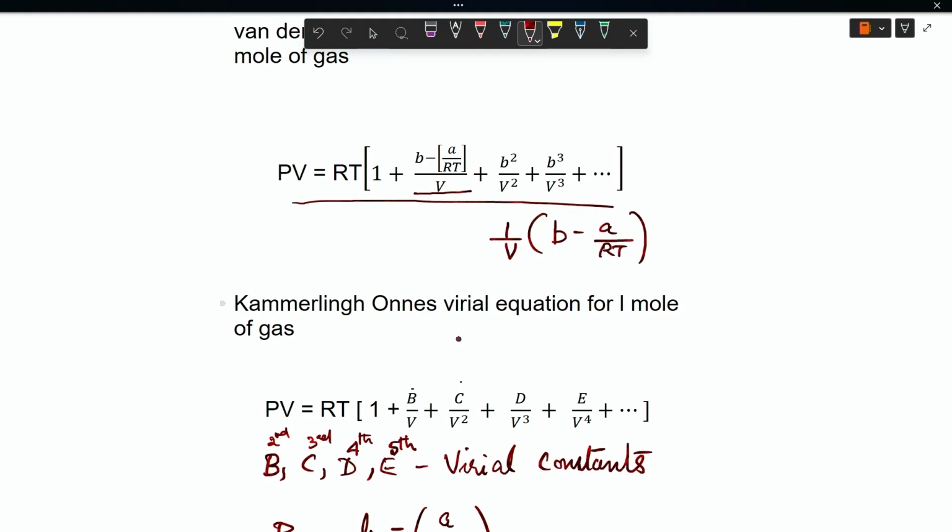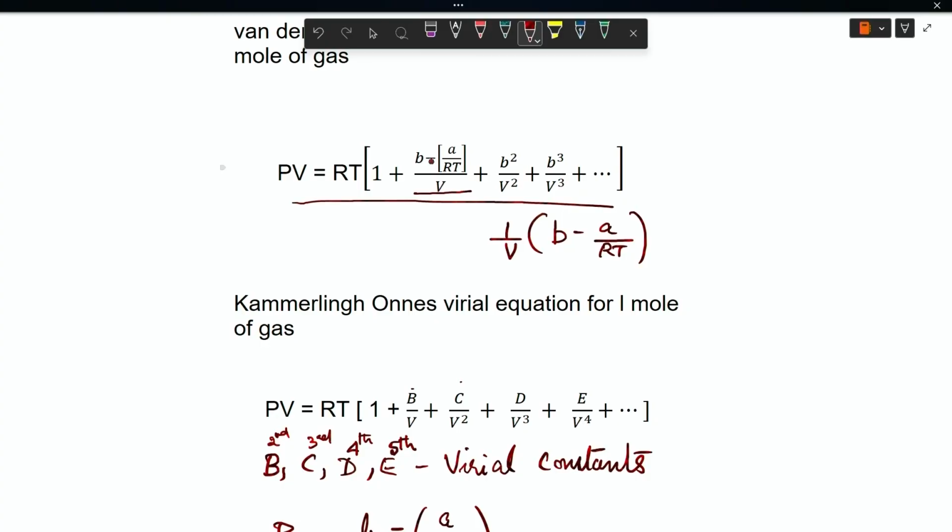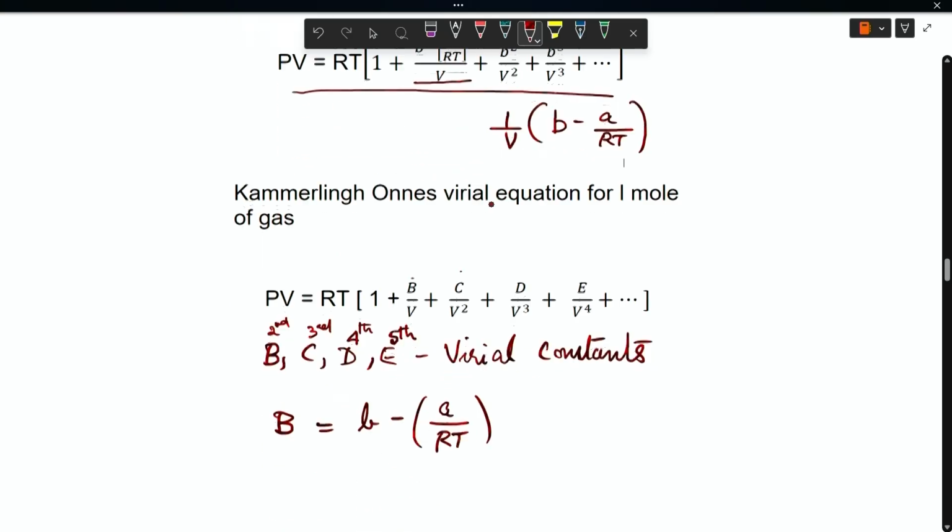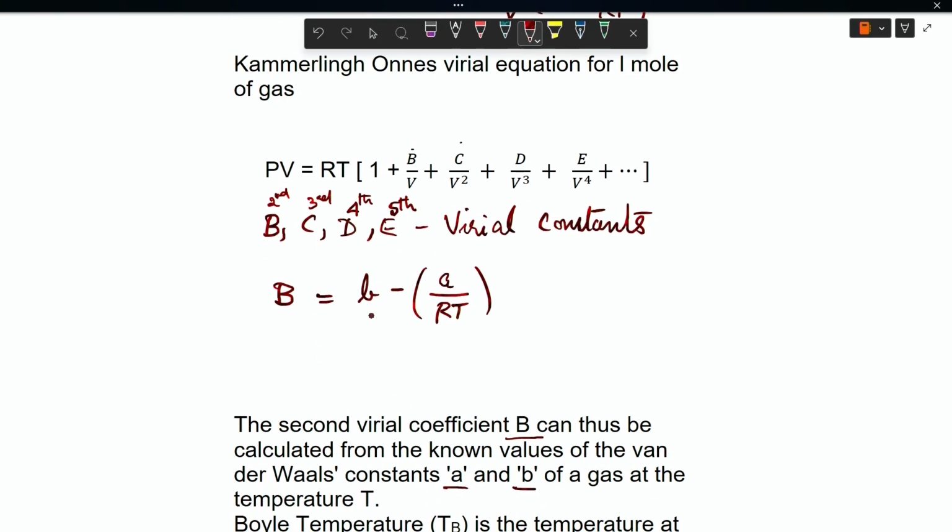Okay. So, the coefficient, this is B into 1 by V. So, I am going to take the coefficients of 1 by V, or I can say that it is the second virial coefficient in the equation. I am going to compare that from van der Waals virial equation and Kamerlingh-Onnes virial equation. Equating that, we get B is equal to B minus A by RT.